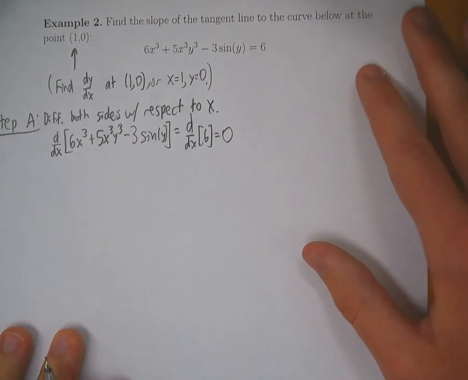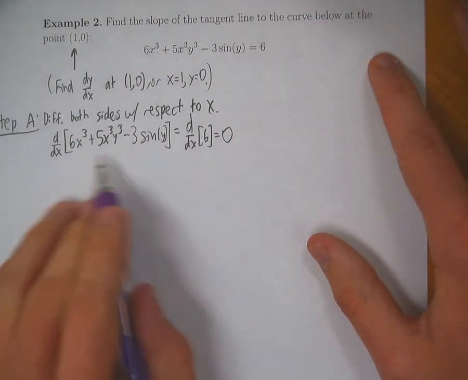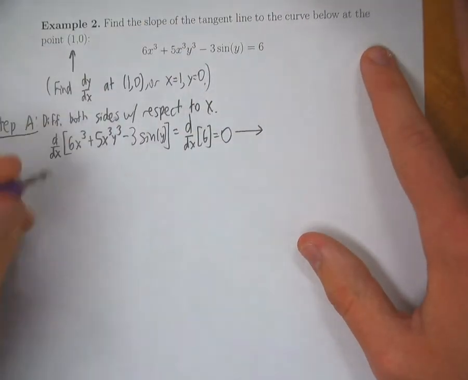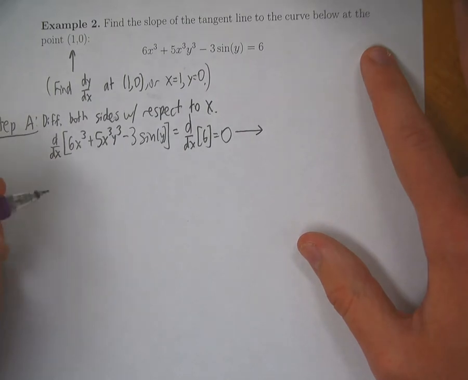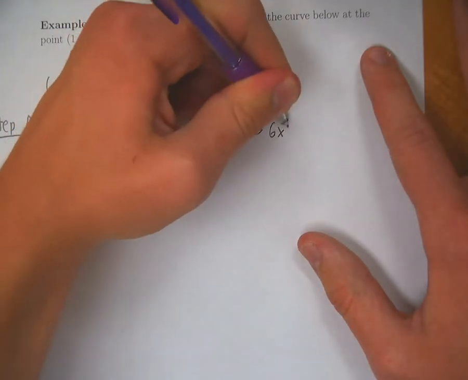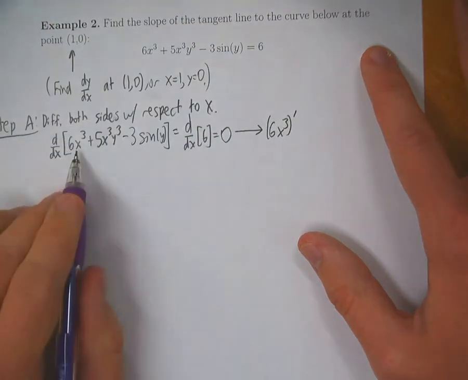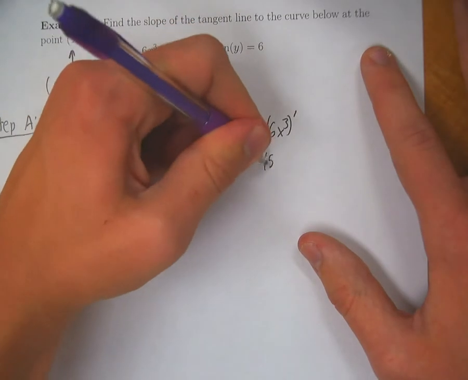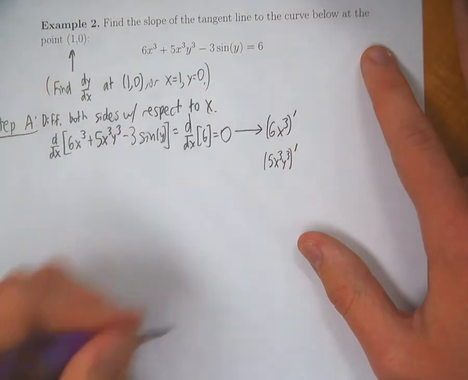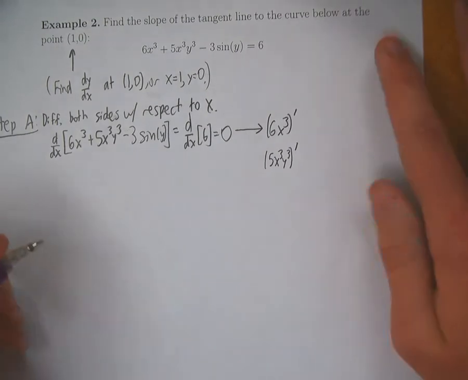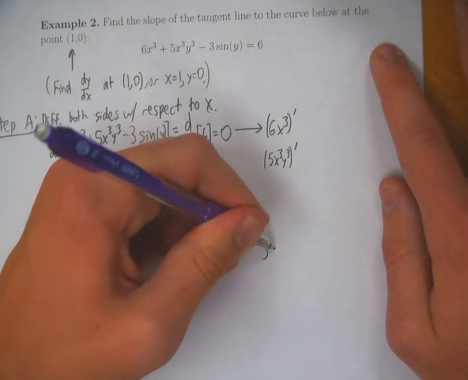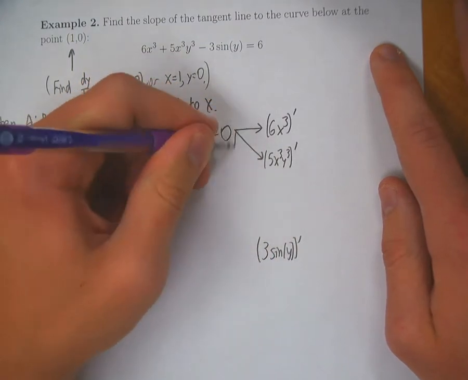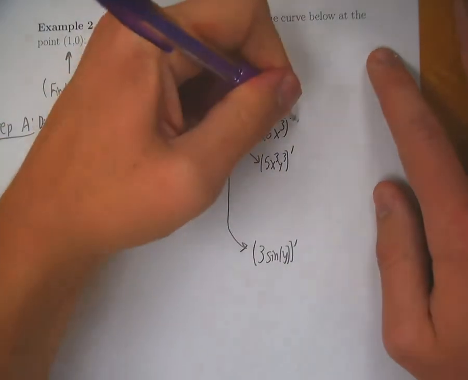So now let's go ahead and differentiate the left-hand side. We have to differentiate 6x cubed. We have to differentiate 5x cubed y cubed. And then we have to differentiate 3 times sine of y. Okay. So let's start with the easy ones.